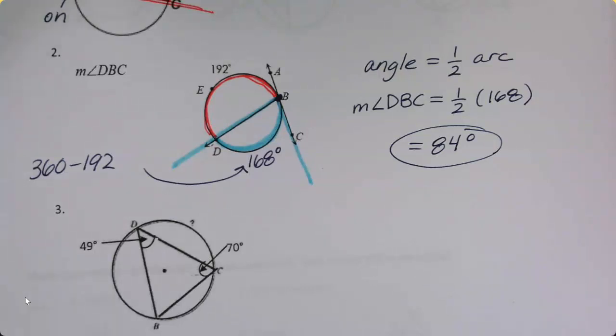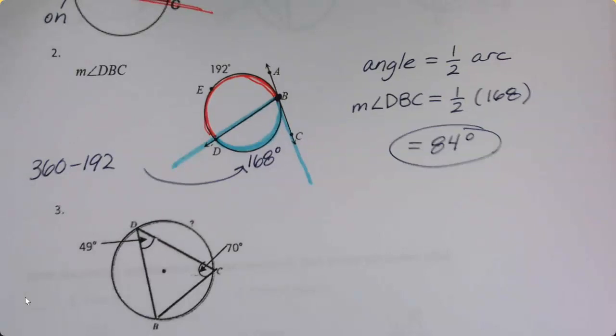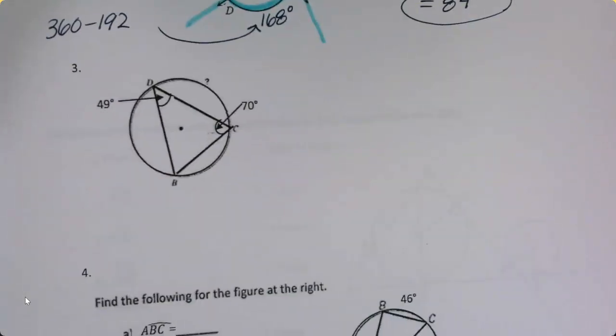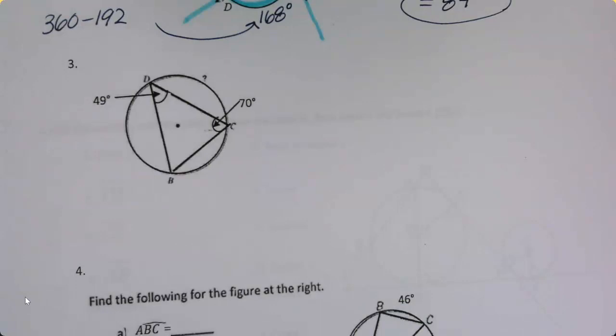All right, number 3 also uses some inscribed angles. This time we have a whole triangle drawn inside of a circle. Okay, and we have in this triangle 3 different inscribed angles. Now I'm going to draw this in different colors, so hopefully it doesn't get too busy color-wise.